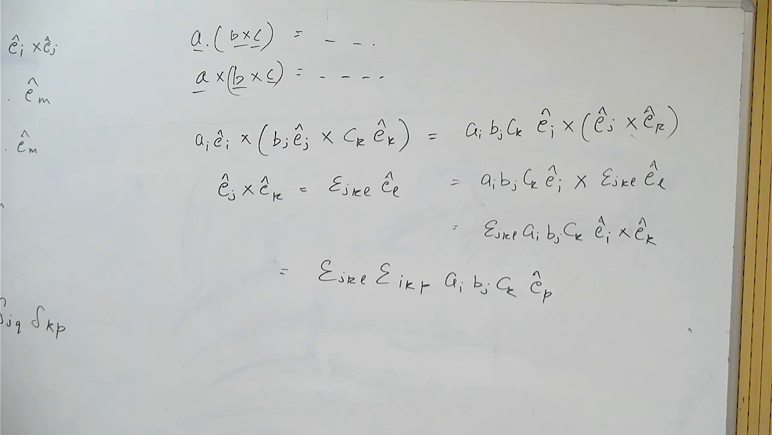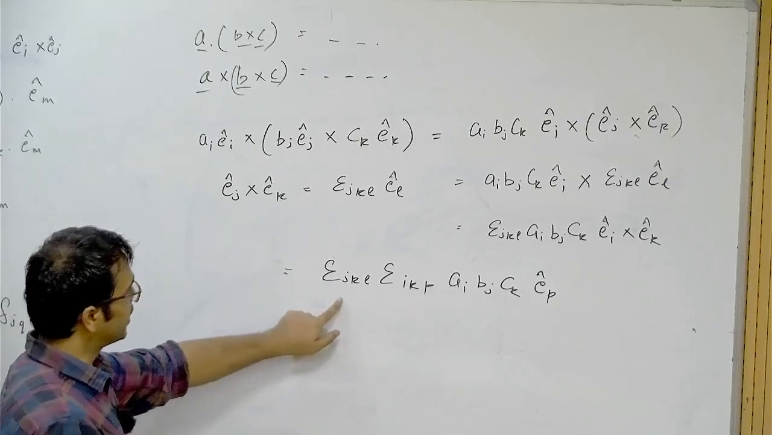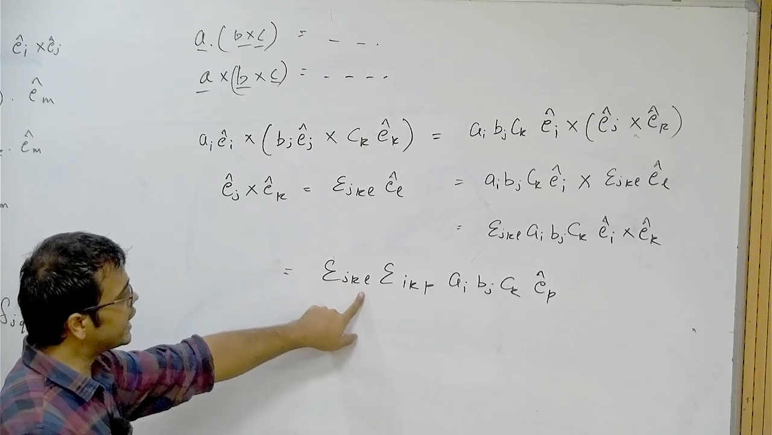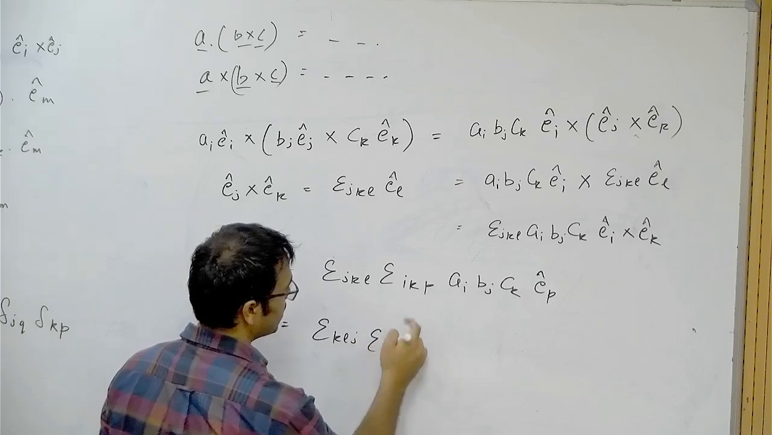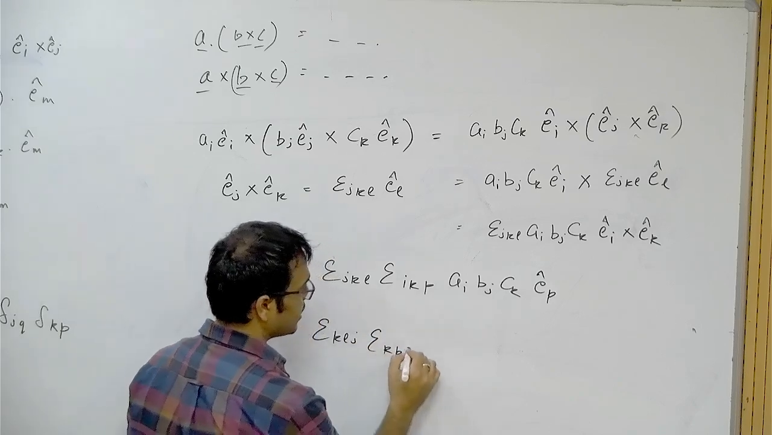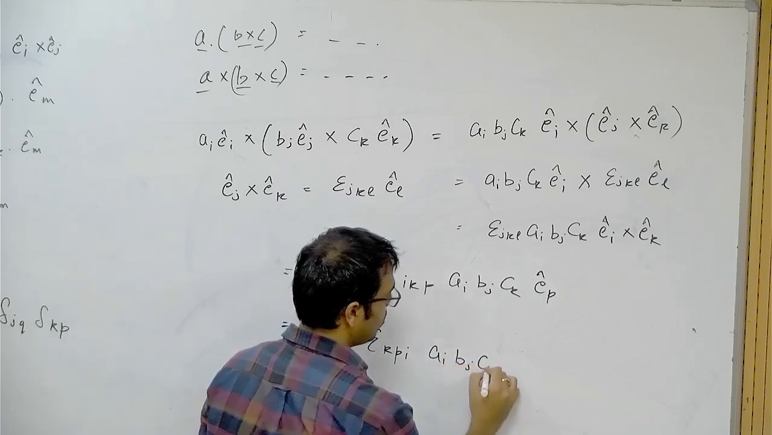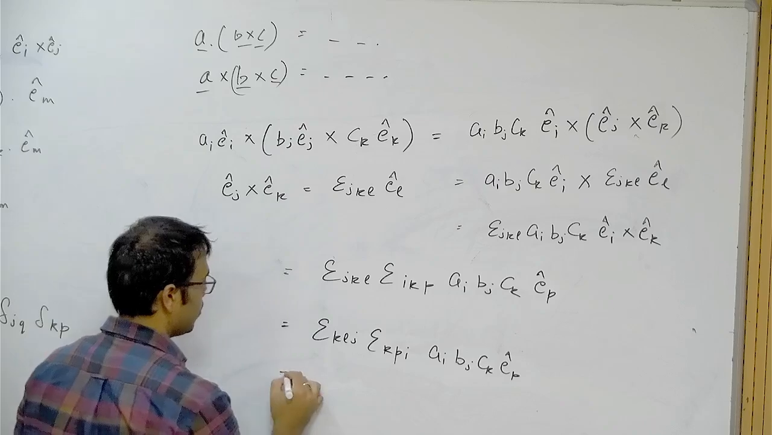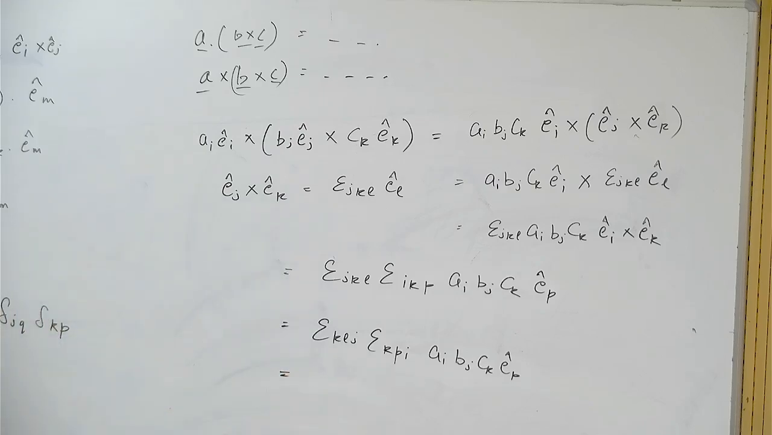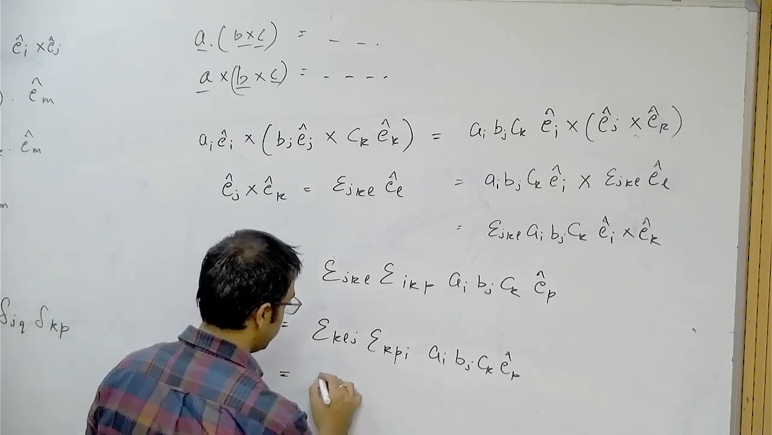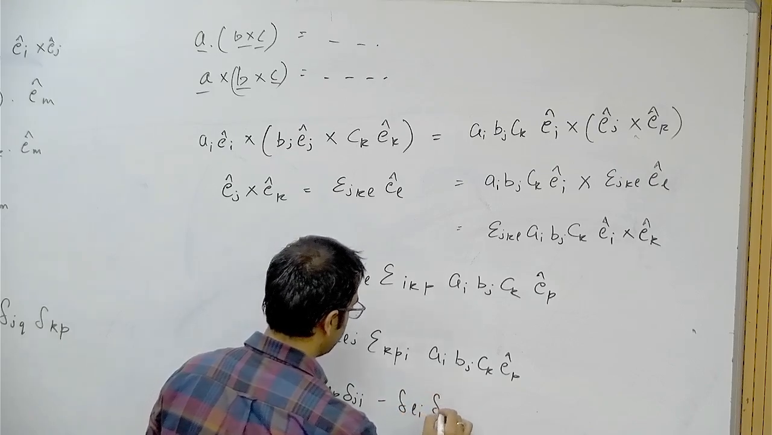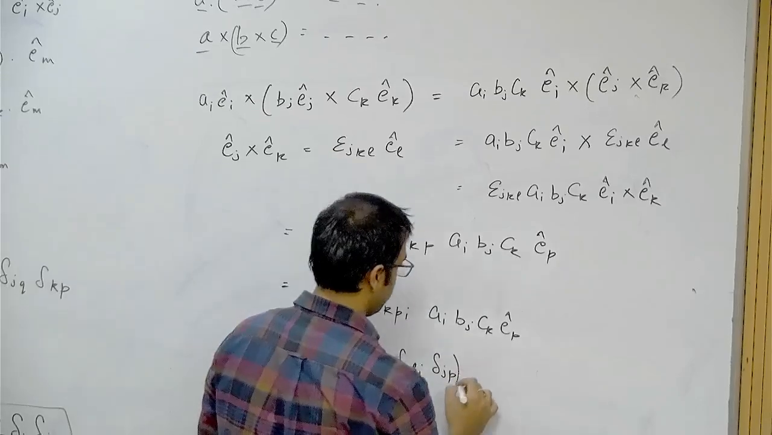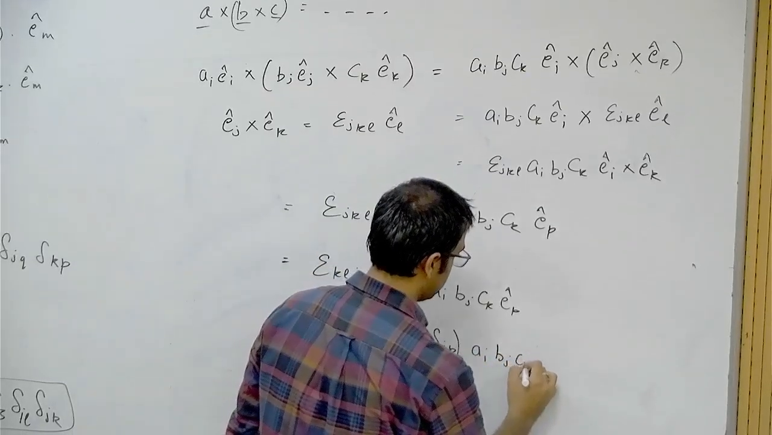And now we can use this, but to get to this, we have to do some reordering. So I can write epsilon_jkl as epsilon_klj, and this one epsilon_kpi. And now we can apply our epsilon-delta identity, and that is going to be delta_lp delta_ji minus delta_li delta_jp, times a_i b_j c_k e hat p.